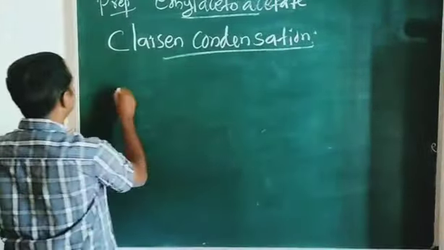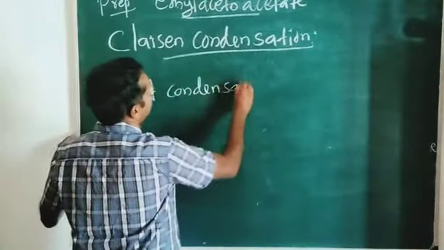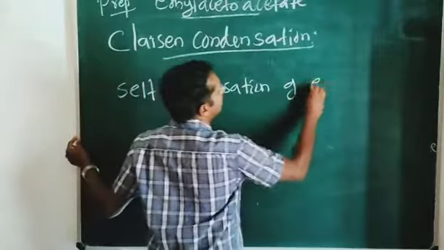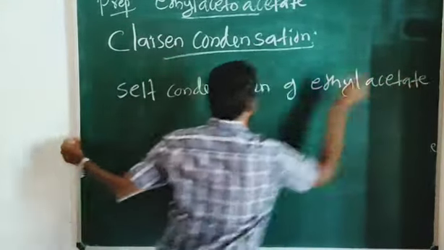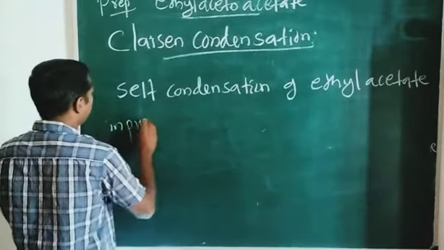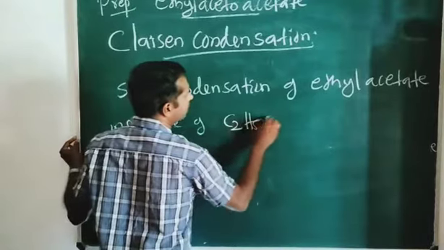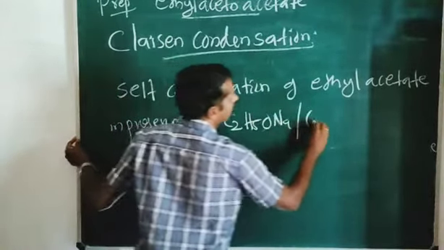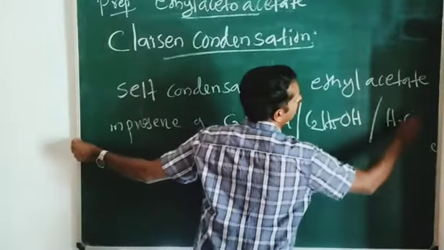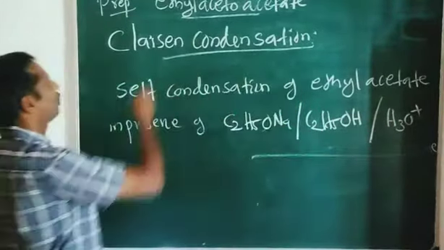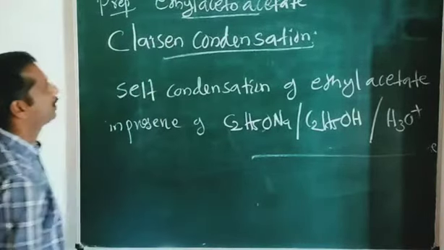So what is this one? This is condensation of ethyl acetate in the presence of sodium ethoxide, C2H5ONa, and ethanol, C2H5OH, followed by hydrolysis, H3O+. This reaction is known as Claisen condensation. By Claisen condensation, we get ethyl acetoacetate.